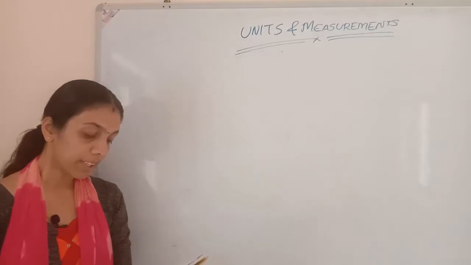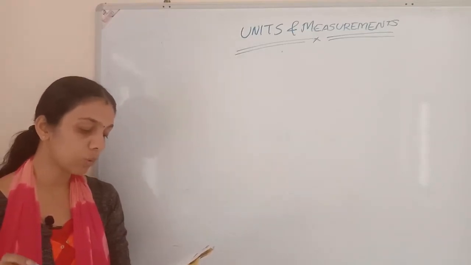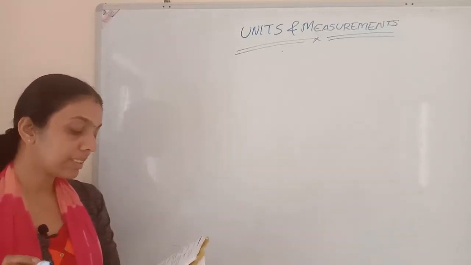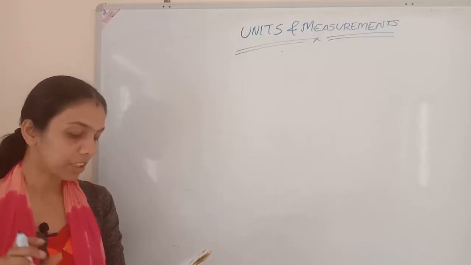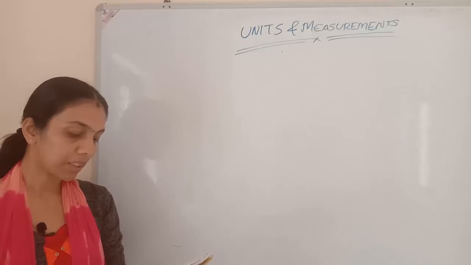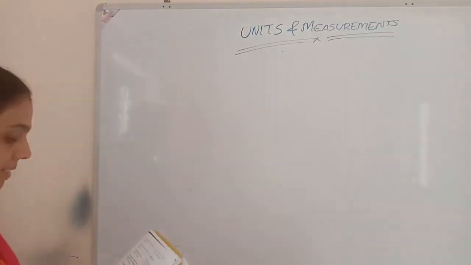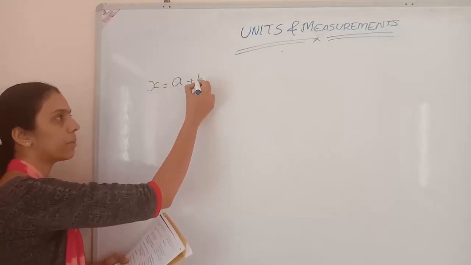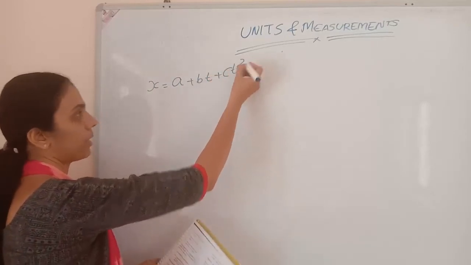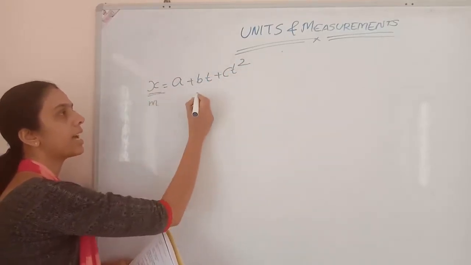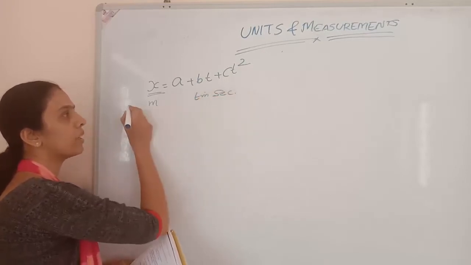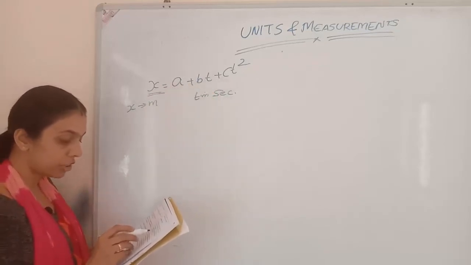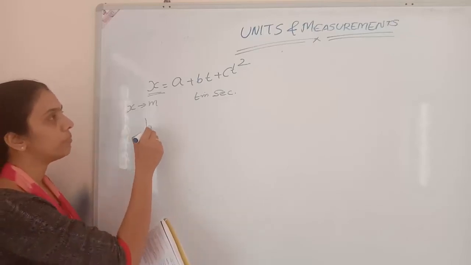Clear? The next one is, correctness of an equation is checked using the principle of homogeneity. For an equation x is equal to a plus bt plus c t square, where x is measured in meters and t in seconds, what will be the dimension of b? Okay, that is the question. So here x is in meters and t in seconds. We should find out the dimension of b.